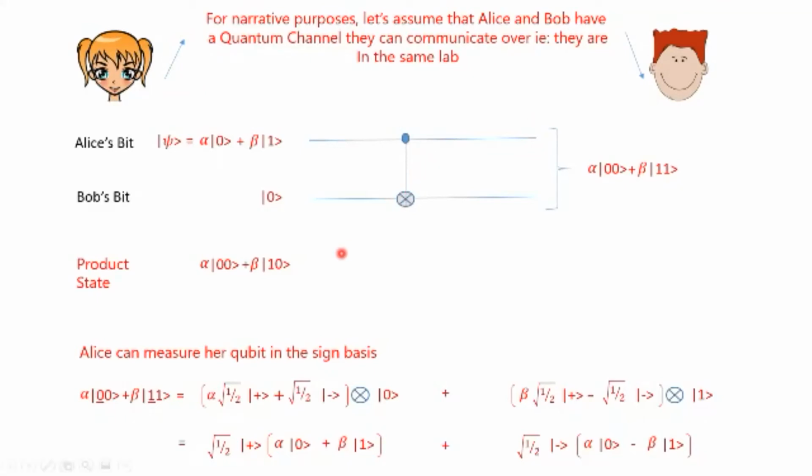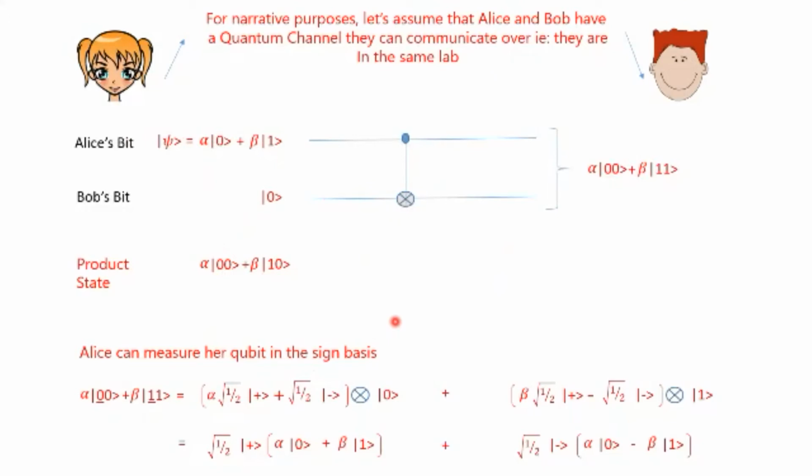So here again, let's look at the maths now. Here we have a product state: merely multiplying the second qubit with the first qubit comes to the product state before the CNOT. So that's alpha 0,0 plus beta 1,0. And Alice can measure her qubit. Now, this is the important thing.